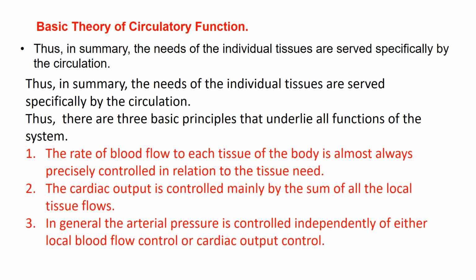Thus, in summary, the needs of the individual tissues are served specifically by the circulation. Thus, there are three basic principles that underlie all functions of the system. 1. The rate of blood flow to each tissue of the body is almost always precisely controlled in relation to the tissue need. 2. The cardiac output is controlled mainly by the sum of all the local tissue flows. 3. In general, the arterial pressure is controlled independently of either local blood flow control or cardiac output control.